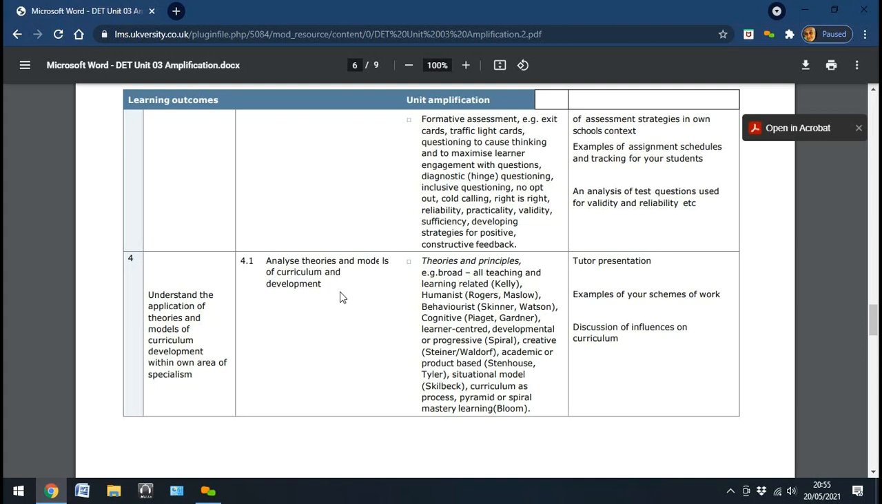Because on the whole, this course is only partially academic. This unit is pretty well academic, but the rest of the units, you can gather evidence from your workplace on the things that you do. And the suggested evidence that I put on the Moodle for you to read through will point you in the direction of what sort of evidence you can produce where you work. So again, it looks at examples of schemes of work and discussion on the influences on curriculum of the different theorists.